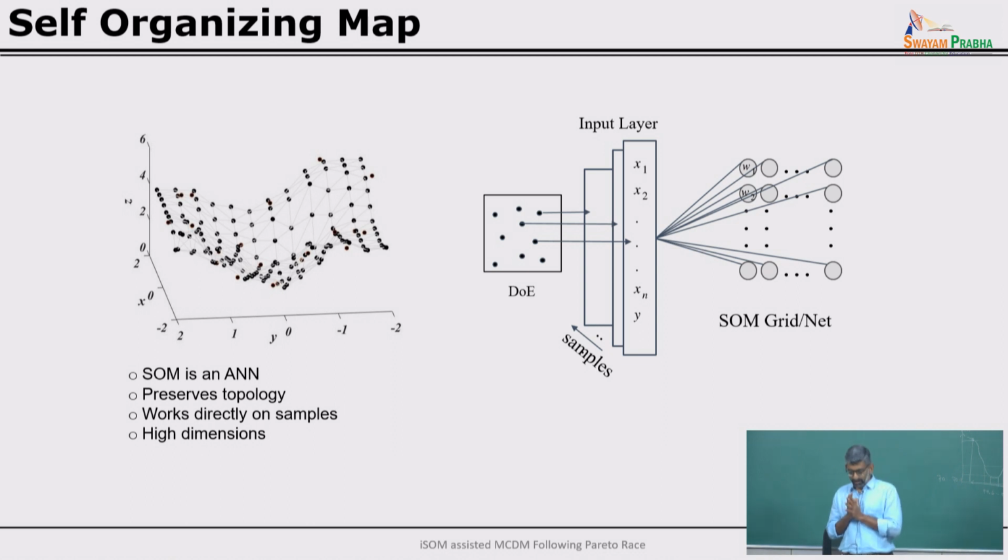And importantly, if there are 2 points in the real function that are next to each other, in your approximation also they will be next to each other. That is the topology preservation part. And it lends itself very well because it can directly work on samples, because that is what you have, like data, and high dimension it can scale. As far as the method is concerned, there is no limitation.